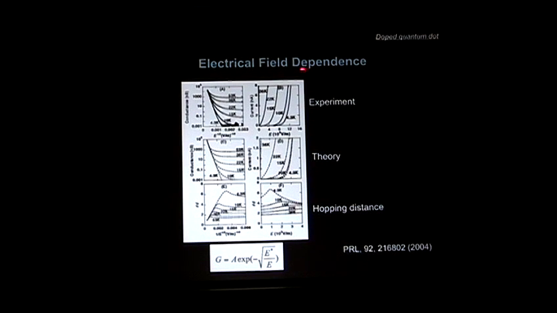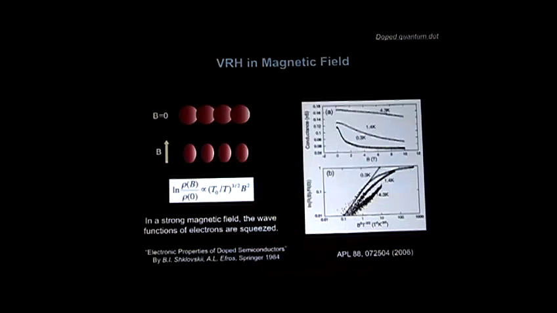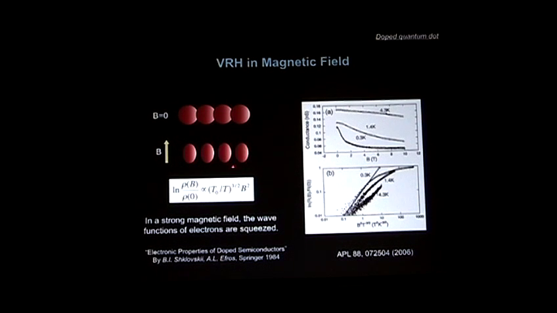Here is some more data, where we change the bias and measure conductance at different temperatures. The theory goes well with the experiment. And this is a different system, not cadmium selenide anymore, but it also follows this variable range hopping model. And if we apply a magnetic field, it also follows this model, because the magnetic field squeezes the wave function of the electrons inside the quantum dots. So the conductance decreases when you apply an external magnetic field.